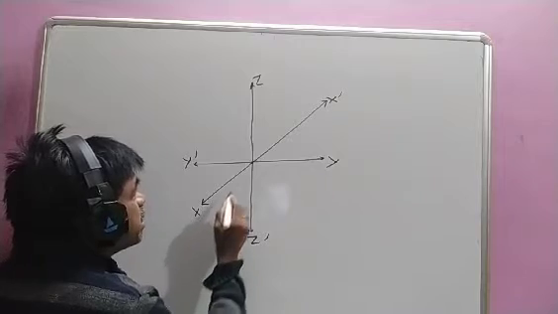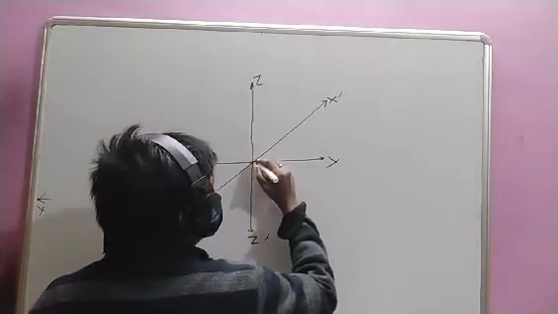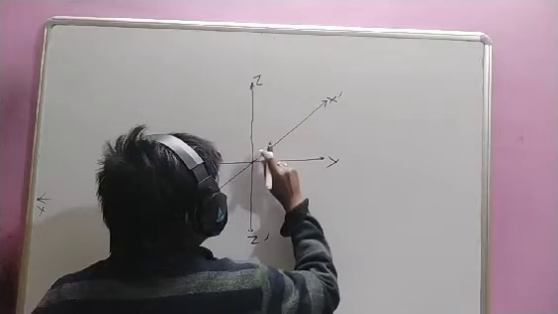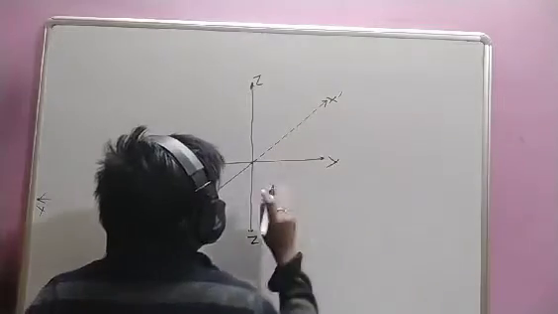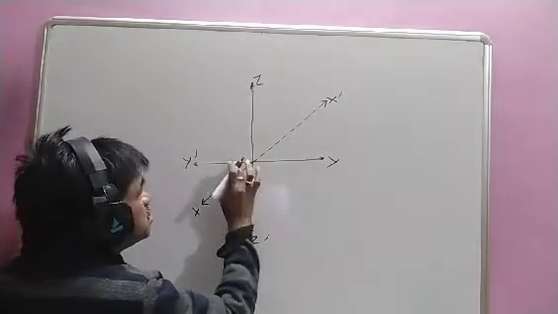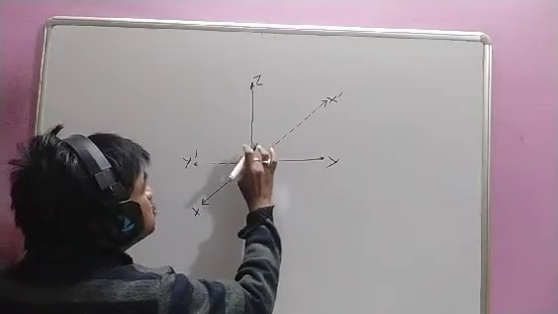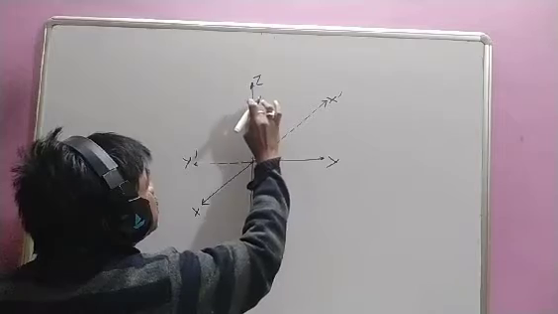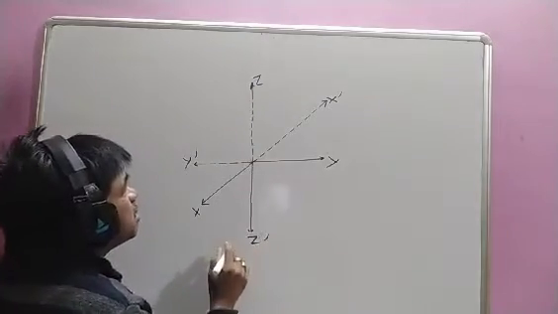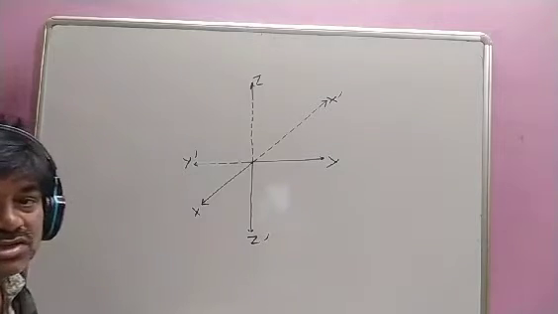So suppose this is your positive x-axis, and this side is the negative x-axis, x dash I have denoted. Suppose this side is the positive y-axis, this side is negative y. And for z, suppose the above one is positive, and this downward is negative. So this is z and this is z dash. Understood?